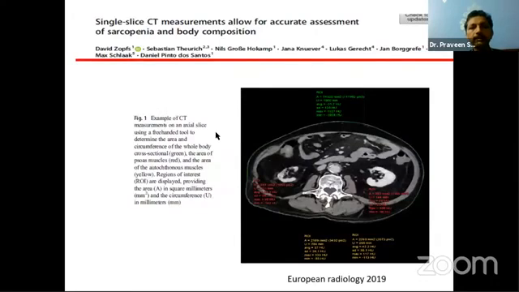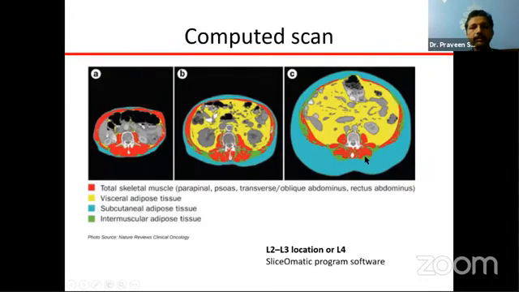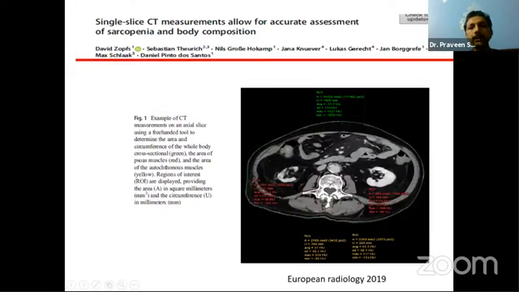Similarly, there are two methods. Either it is automatic by the Slice-O-Matic program software, or sometimes it can be handmade. That is, we can correlate by just putting a cursor over the spinal muscles, the paraspinal muscles, and over the subcutaneous, and we can calculate the subcutaneous as well as the visceral fat.